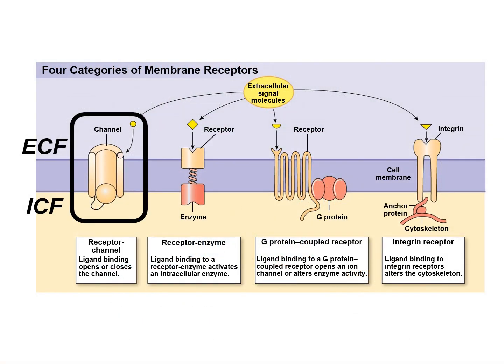So here's our trusty figure from the book again. We have the four major groups of cell surface receptors. We've talked about some of these: receptor tyrosine kinases, G protein coupled receptors, etc. And now we're into the receptor channels, again, also known as ionotropic receptors.